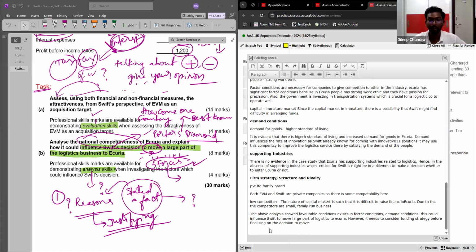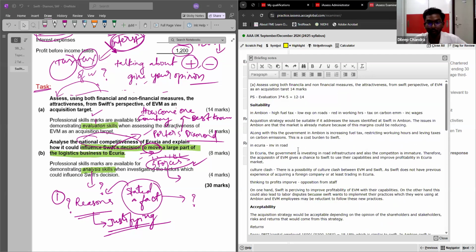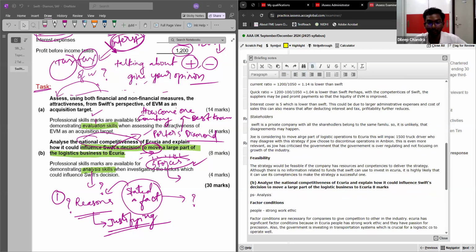Understood. So we have reasonably attempted this question. Here we have focused on evaluation. Here we have focused on analysis.